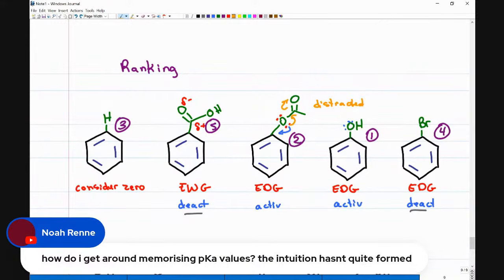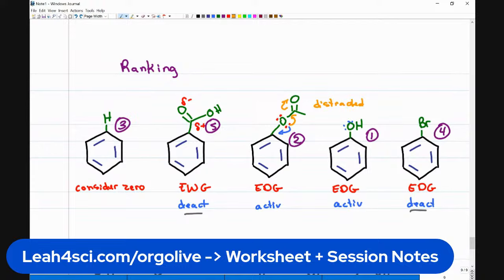How do I get around memorizing? Okay, so this is not related to today. Let's keep the question specific to carboxylic acid. What am I talking about? Electrophilic aromatic substitution. Now this right here is the start of this topic.